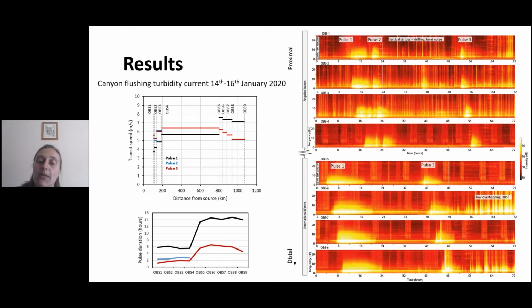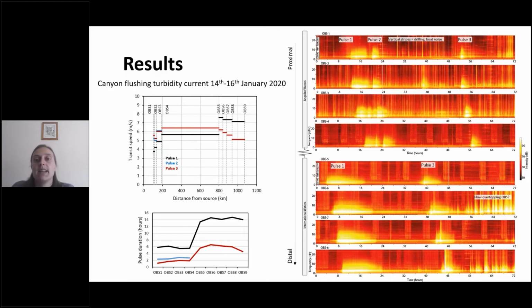And on the right, we have the spectrograms of the events moving through the system. The top four panels show the signature of a turbidity current moving through the upper canyon, or Angolan waters, in this figure. And then we have a gap of 600 kilometers. And then you can see the turbidity current moving through international waters, or the distal channel.